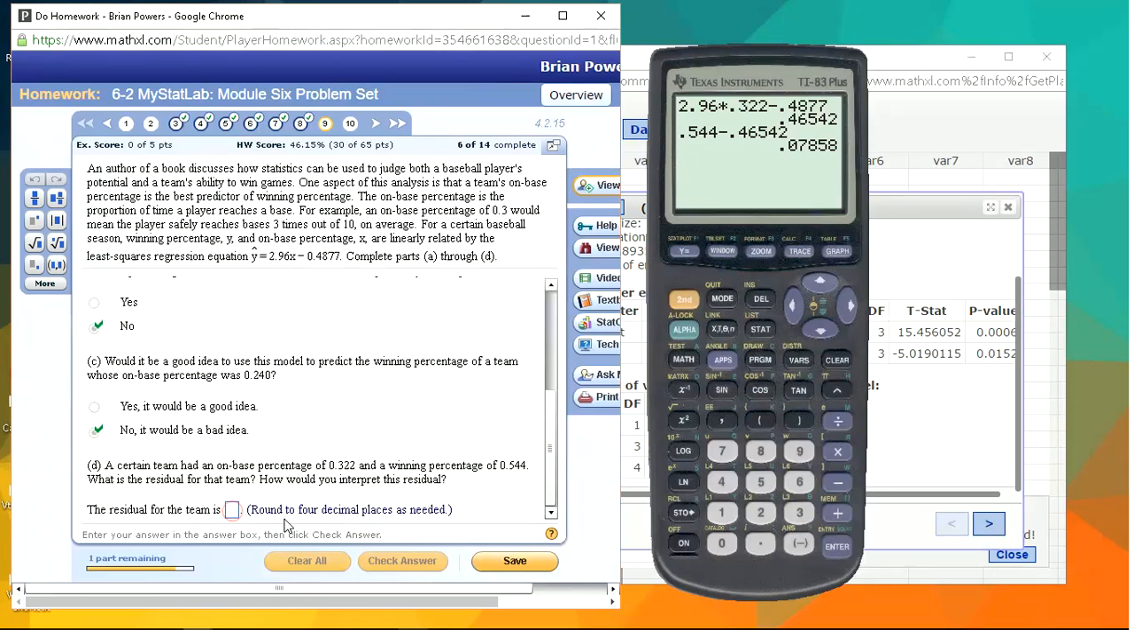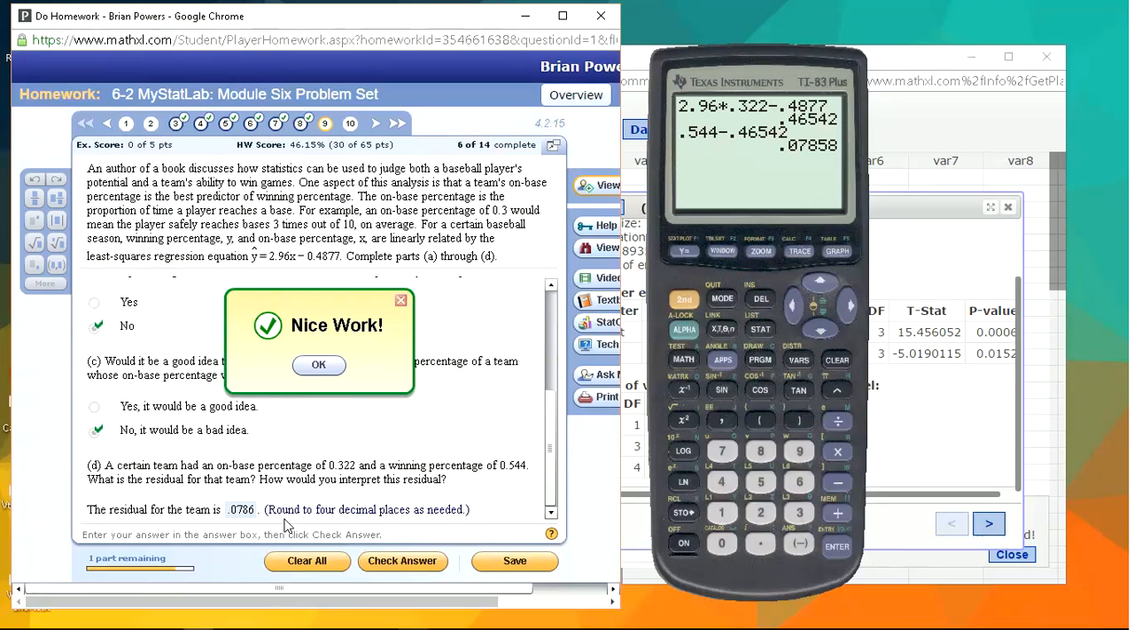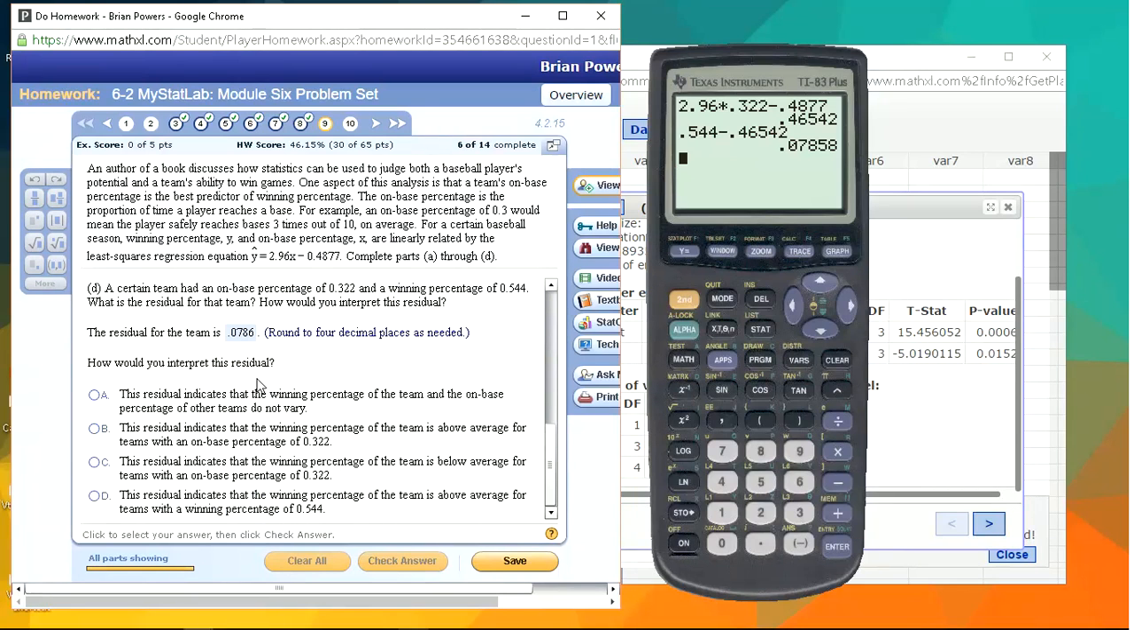To 4 decimal places, that's 0.0786. The residual, what would we say? We would say this team had a higher winning percentage than the model would predict.